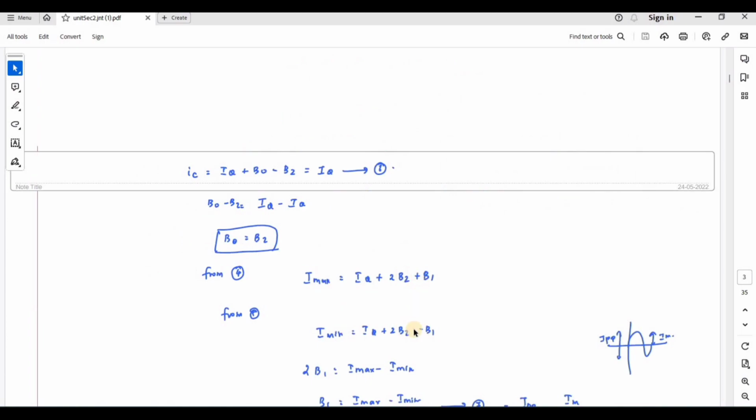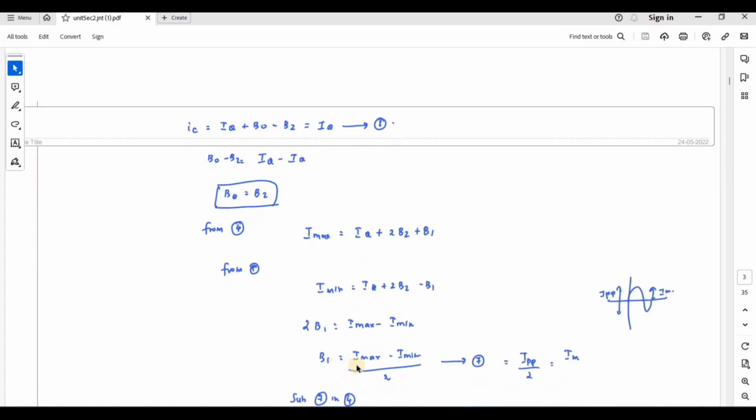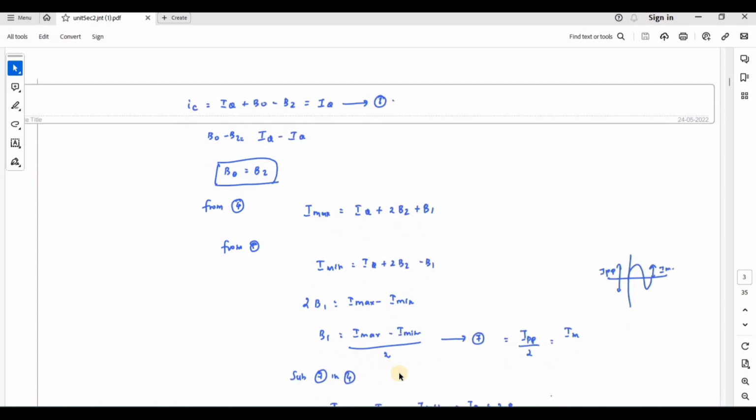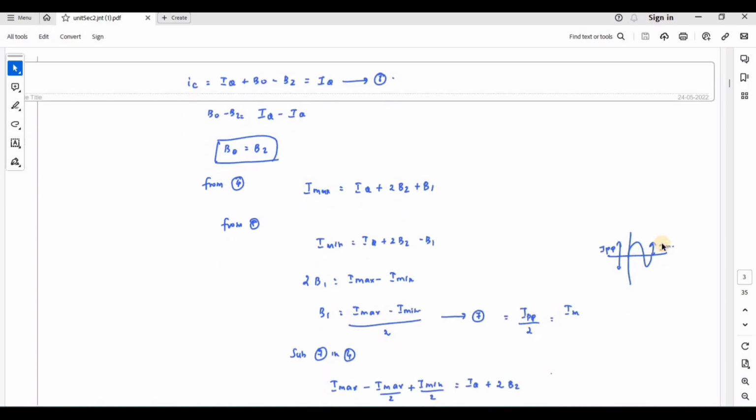Okay, so on solving these two equations, if I subtract I max minus I min, these two terms get cancelled out, I will get 2b1. So what is b1 now? b1 is equal to I max minus I min divided by 2. So what is I max? This is your I max and this is your I min, and this is your IM. The difference between I max and I min is IPP. So IPP divided by 2, which is IM.